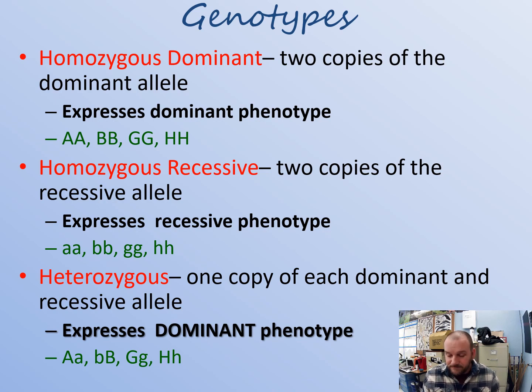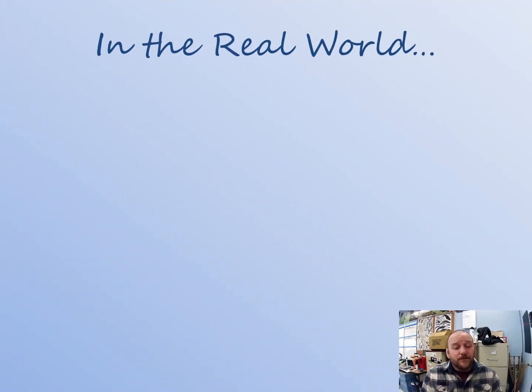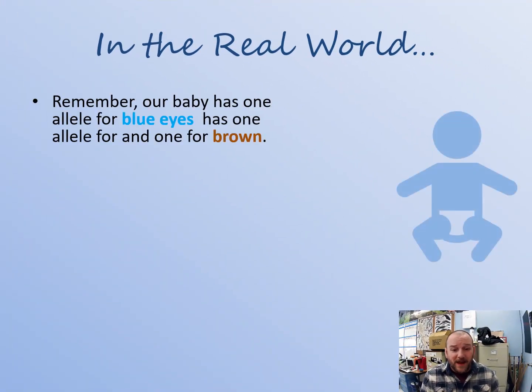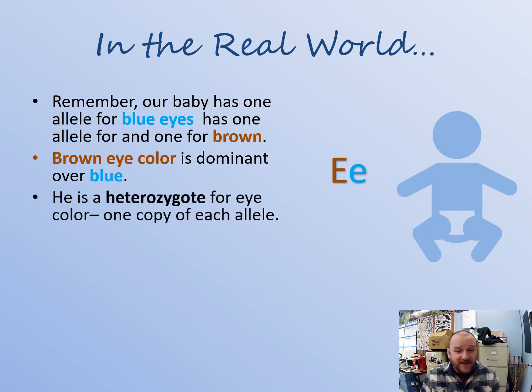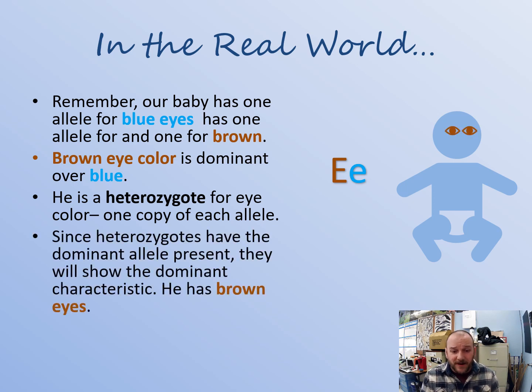So, for example, back to our kid, remember our baby had 1 allele for blue eyes and 1 allele for brown. Well, in humans, they'd look like this. This would be their genotype, with 1 big E and 1 little e. Brown eye color happens to be dominant over blue eye color. So, with that being said, since he's a heterozygote, he has 1 copy of each allele, 1 for the dominant and 1 for recessive. Since brown is dominant, and he has 1 copy of each, he would have brown eyes. And this is how Mendelian characteristics work when we talk about genetics.